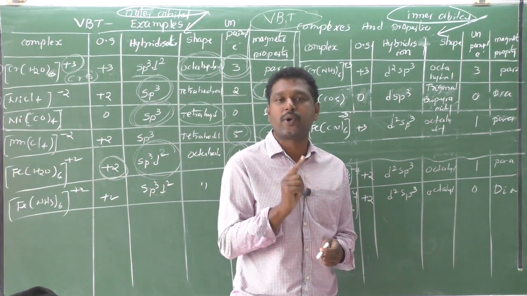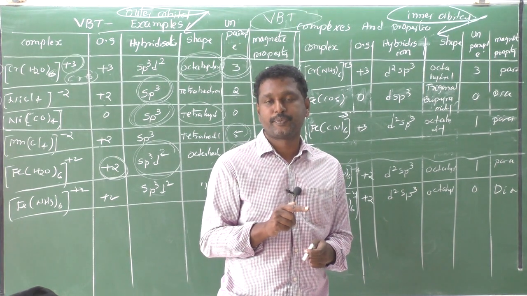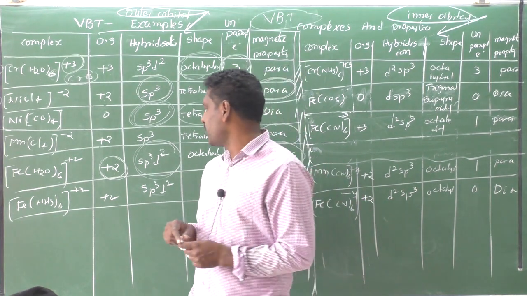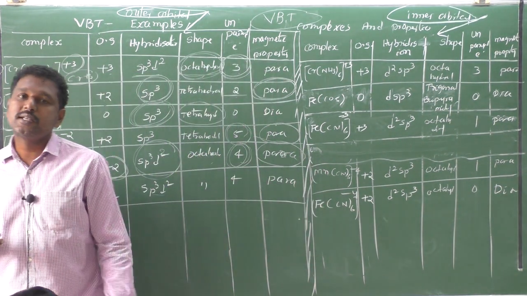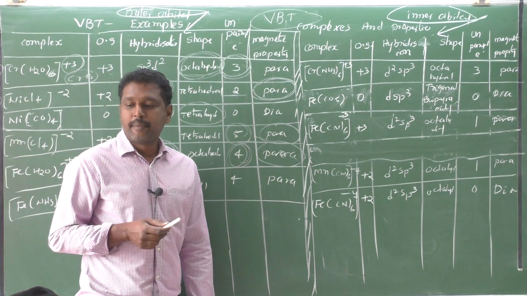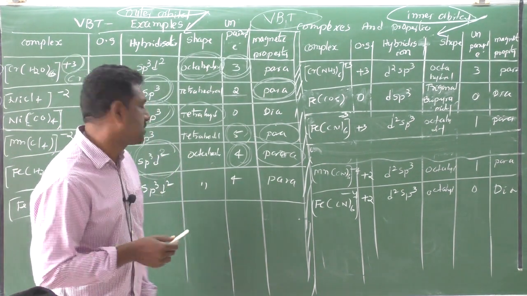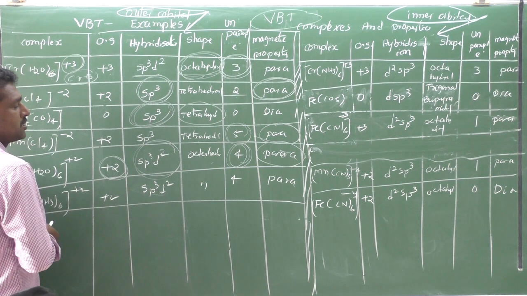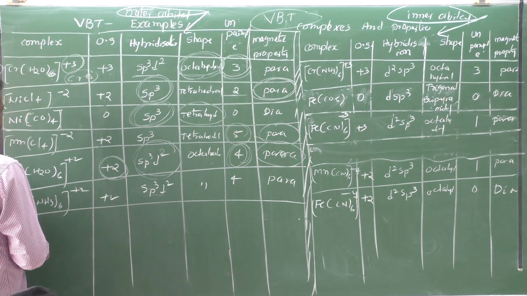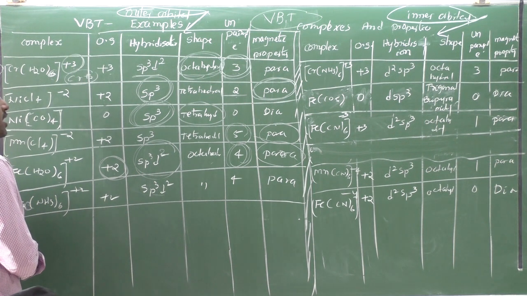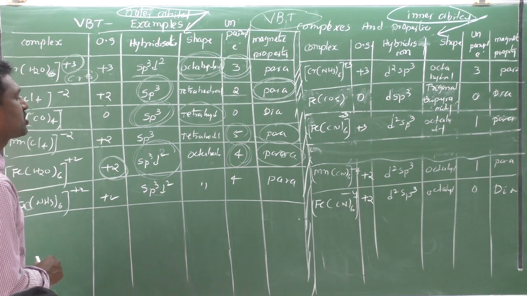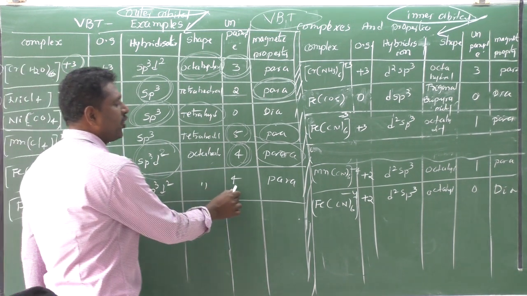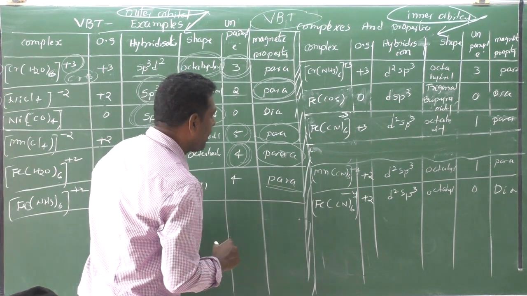So here sp3d2 means we are saying it is an outer orbital complex compound. It utilizes outer orbitals. That's why the octahedral shape is possible, because 6 ligands are there. Because of the presence of 6 ligands, the shape is octahedral. After that, Fe(NH3)6 2 plus, so the oxidation state is plus 2, octahedral, 4 unpaired electrons, paramagnetic in nature.